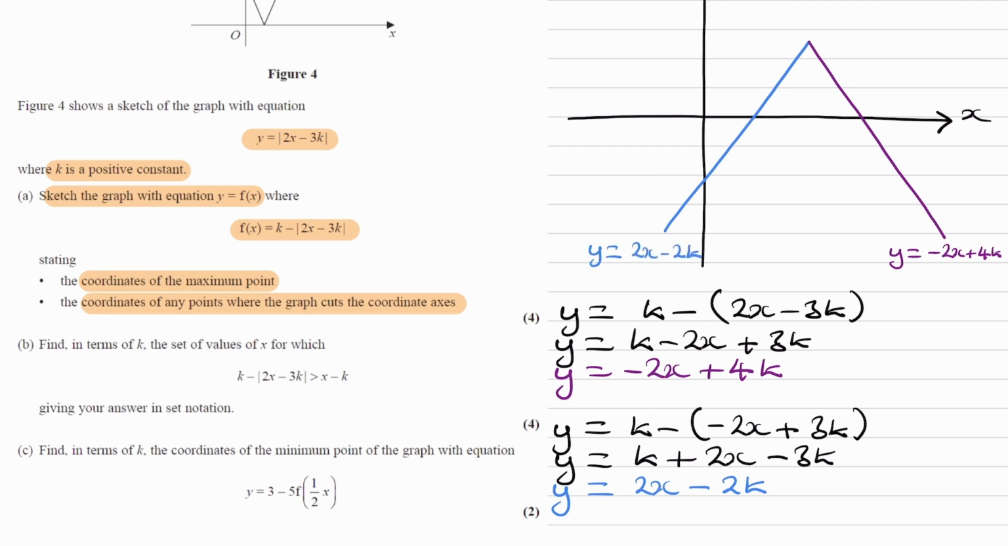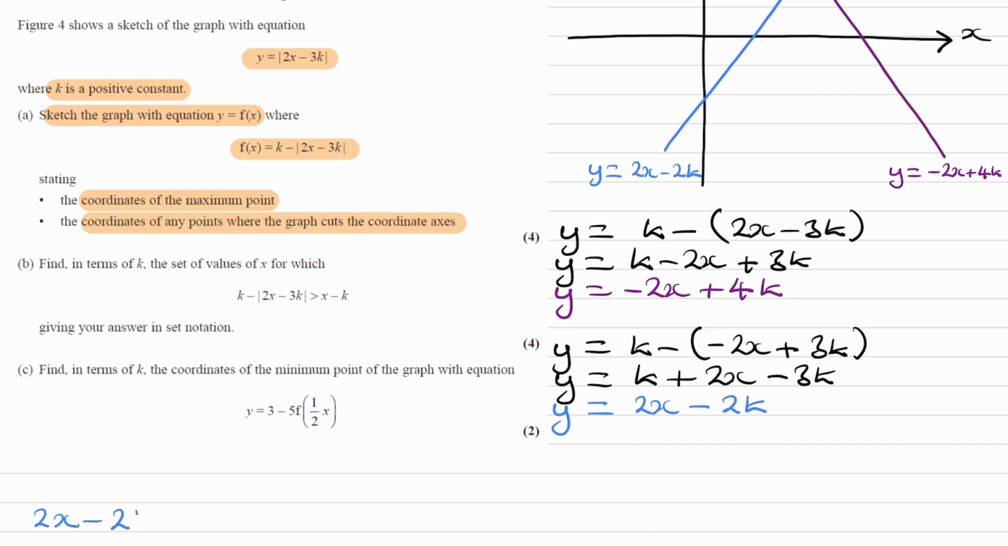Okay, now we can start working out the various points. So let's start with the highest point. This is the maximum point. That was one of the things that we wanted to work out. To work out this point, the easiest way would be to simply solve these two equations simultaneously. Set them equal to each other. That will give us this point over here.